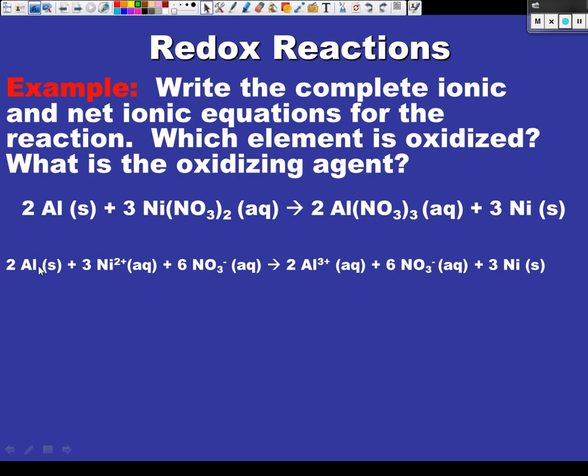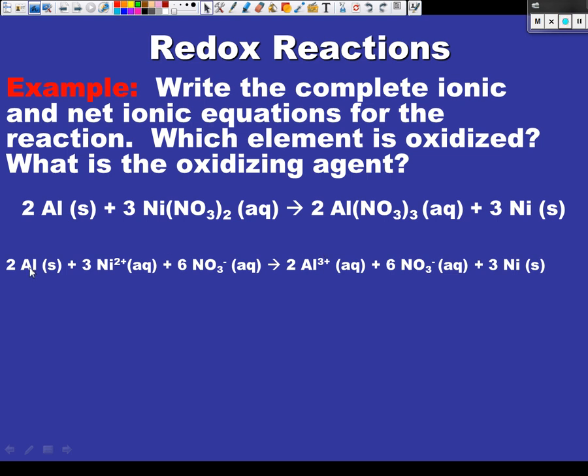All right, so this is what you possibly could have written if you did the complete ionic. Okay, so you've got Al solid. Why did it stay solid? It's a solid. Leave it alone. Why did the nickel 2 nitrate bust? It's aqueous. Why did the aluminum nitrate bust? It's aqueous, and why did the nickel stay nickel? Exactly, by itself, and it's a solid. Leave solids alone.